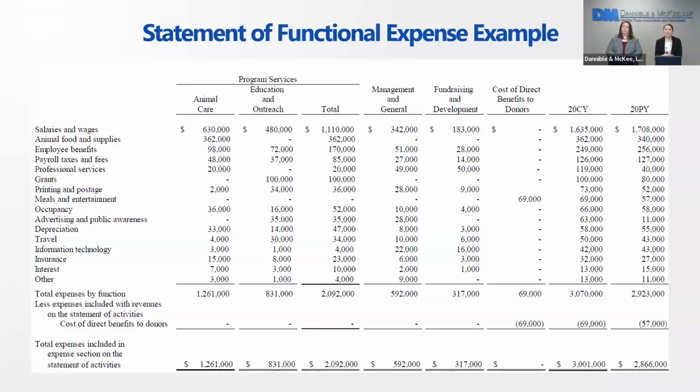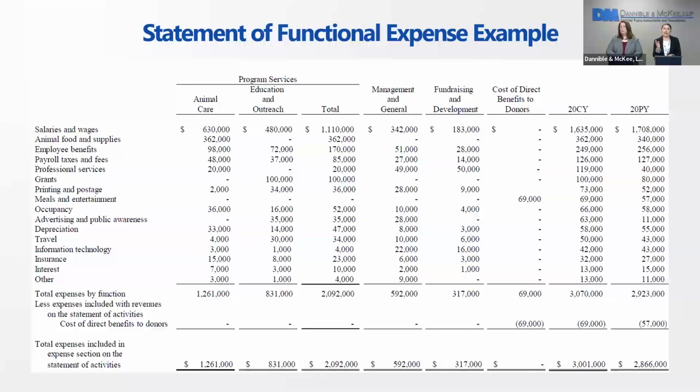out more detail there. Along the top of this example, you can see program services, management and general, fundraising, and in this case, they did an example where they're showing the direct cost of benefit to donors down in that expense area.